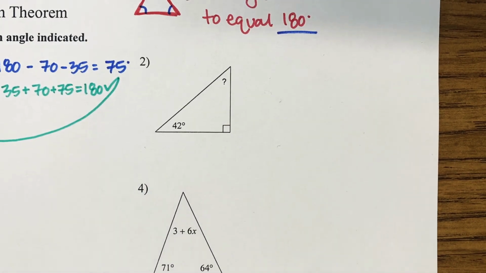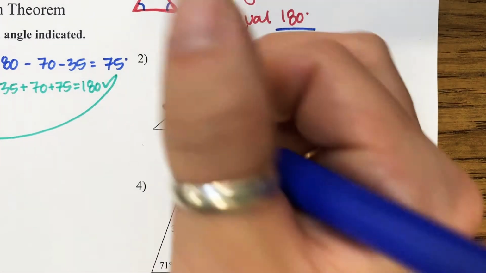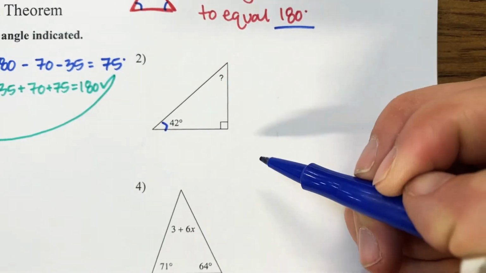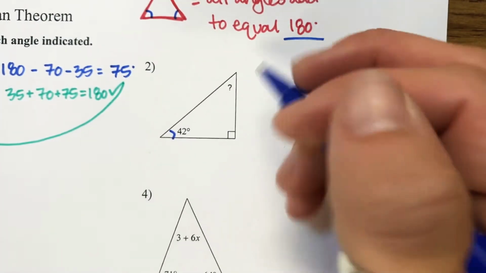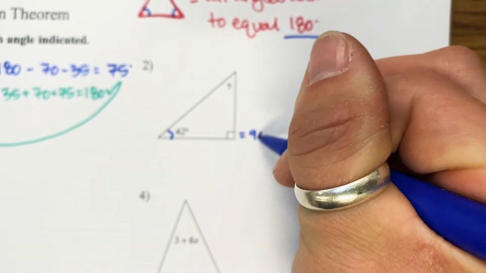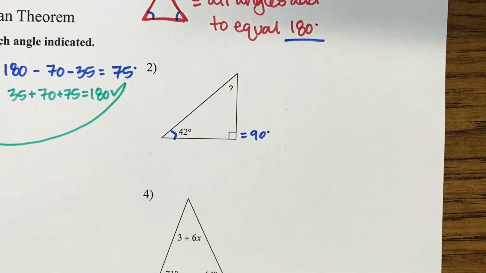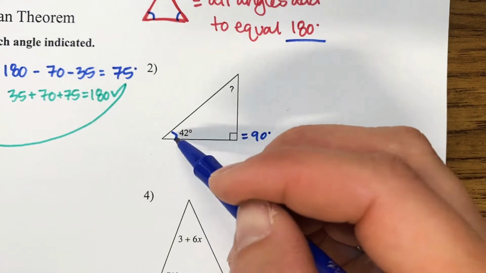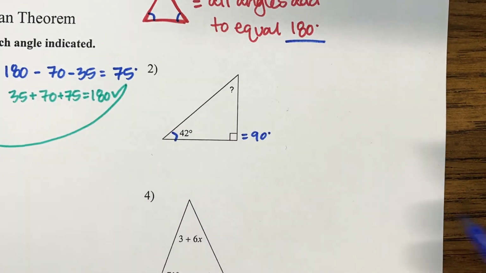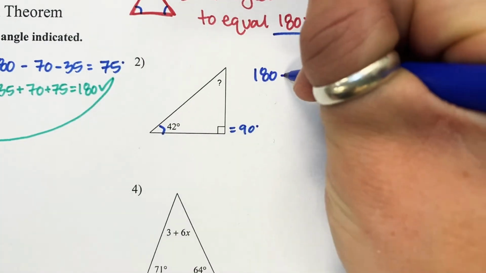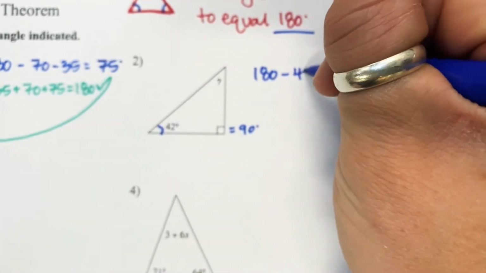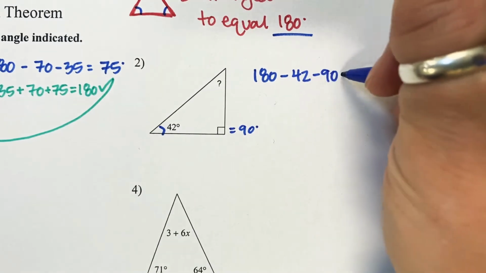Let's look at number 2. Which two angles does it actually give us? It gives us 42. There's our missing angle. But then how many degrees does this little box symbol always equal? That always equals 90 degrees. So the two angles that it gives us are 42 and 90. So we take our total number of degrees, 180 minus 42 minus 90.